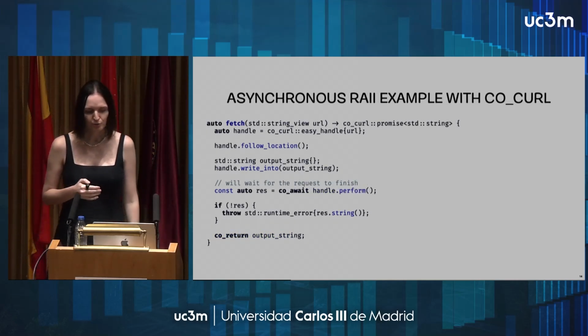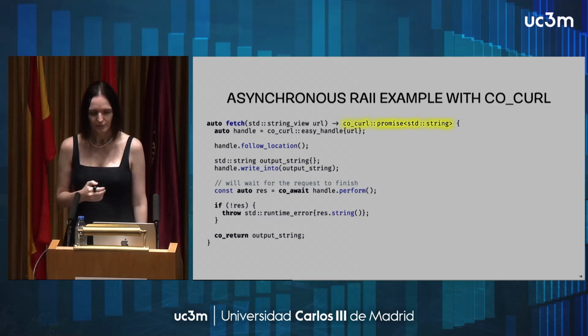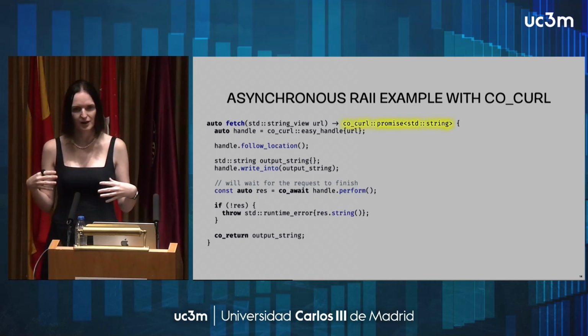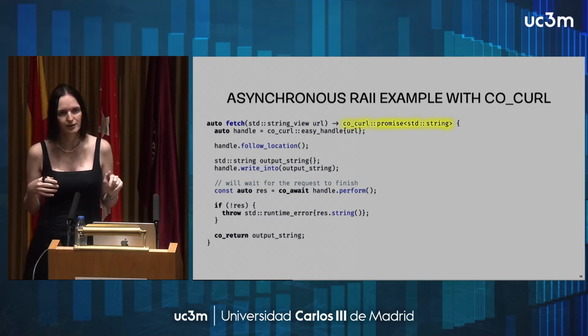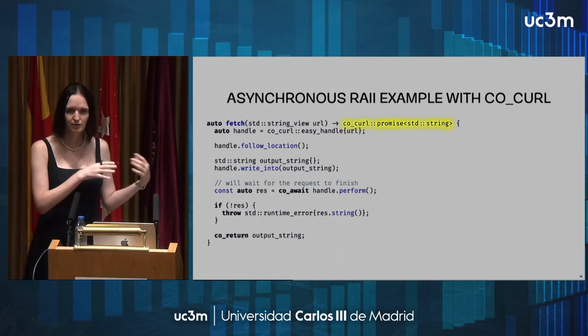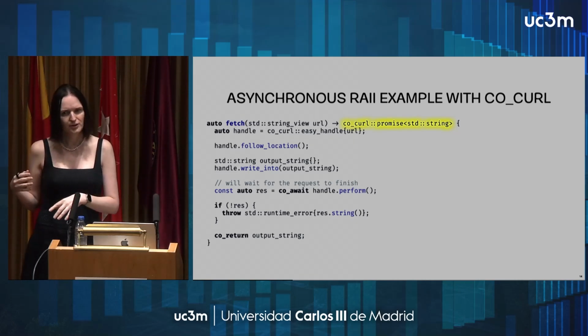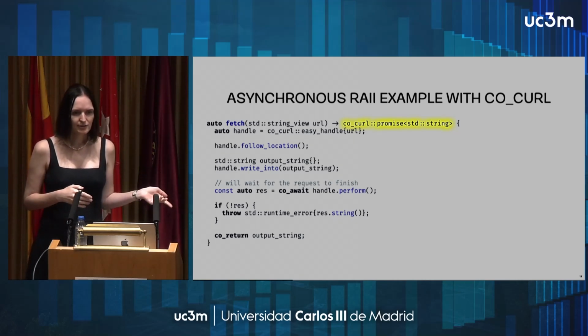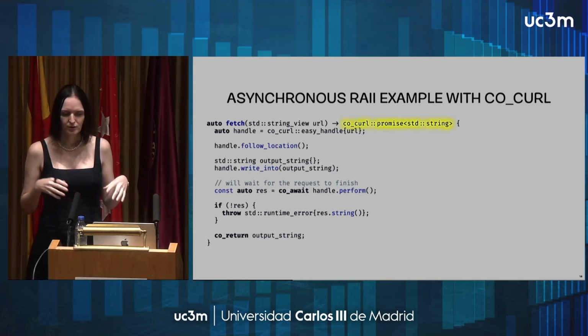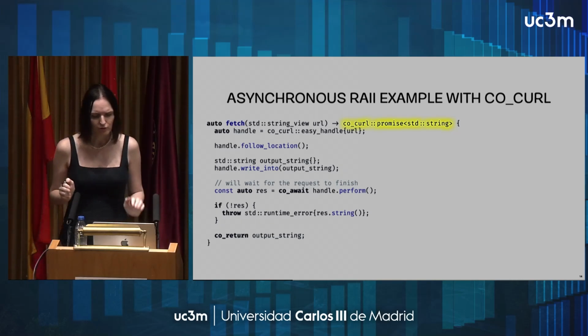So I want to do it asynchronously. So I will have a promise type. I'm using the name promise because it's the same as in JavaScript. In other languages, Python is using task. Senders and receivers in C++ will also use, I think, task, but I'm not sure. I'm not following that much. And there is a difference.